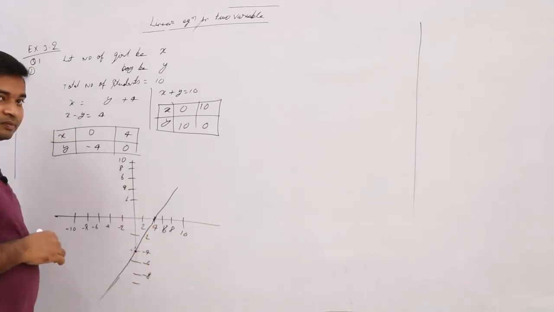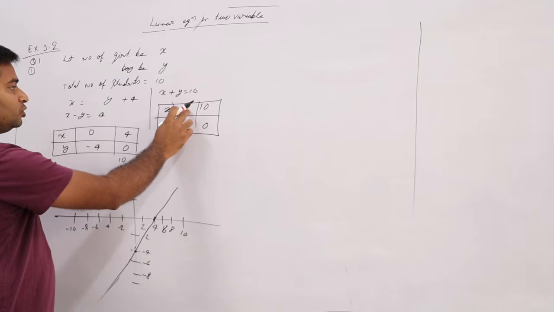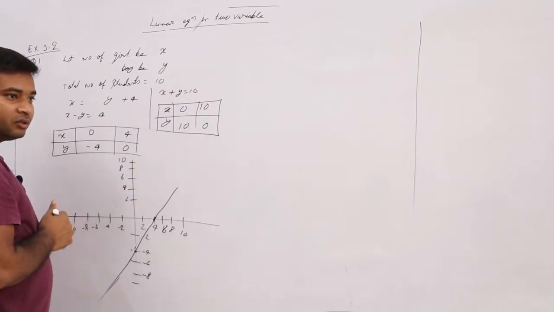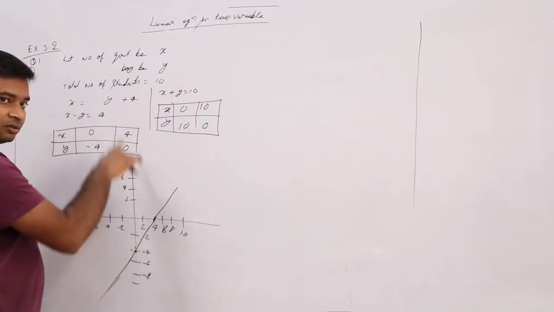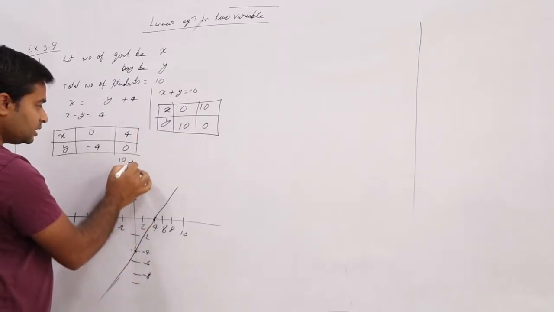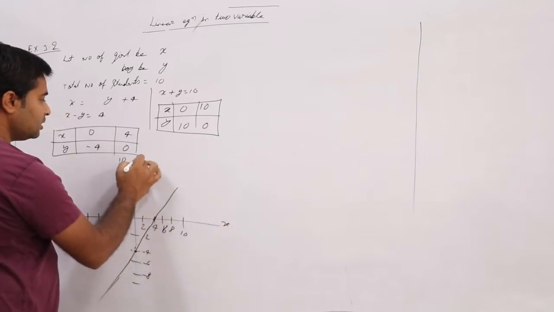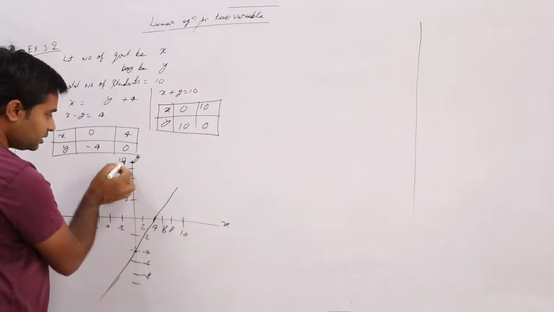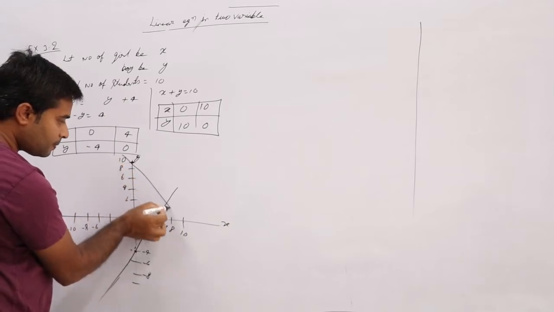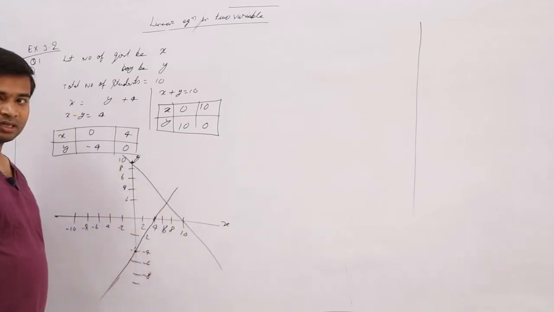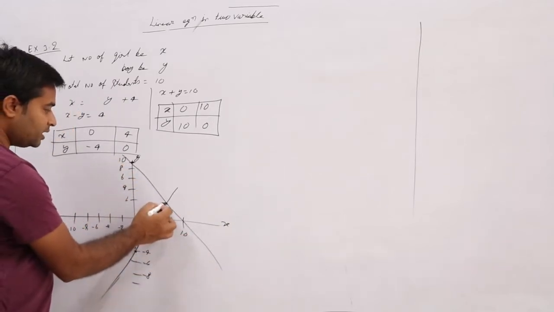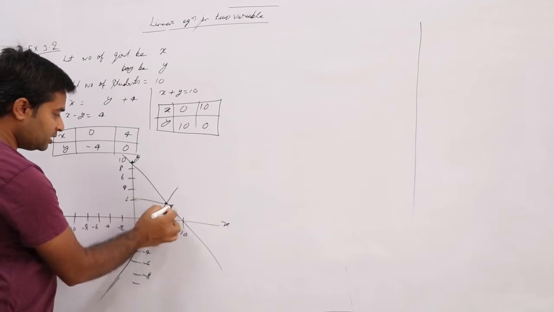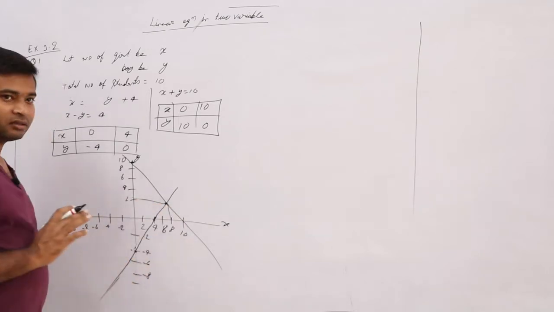Achha, the other is saying x is equal to 0, y is equal to 10, and x is equal to 10, y is equal to 0. This point. Yes? Where these two lines are cutting, join this and join this, and we will get the answer.